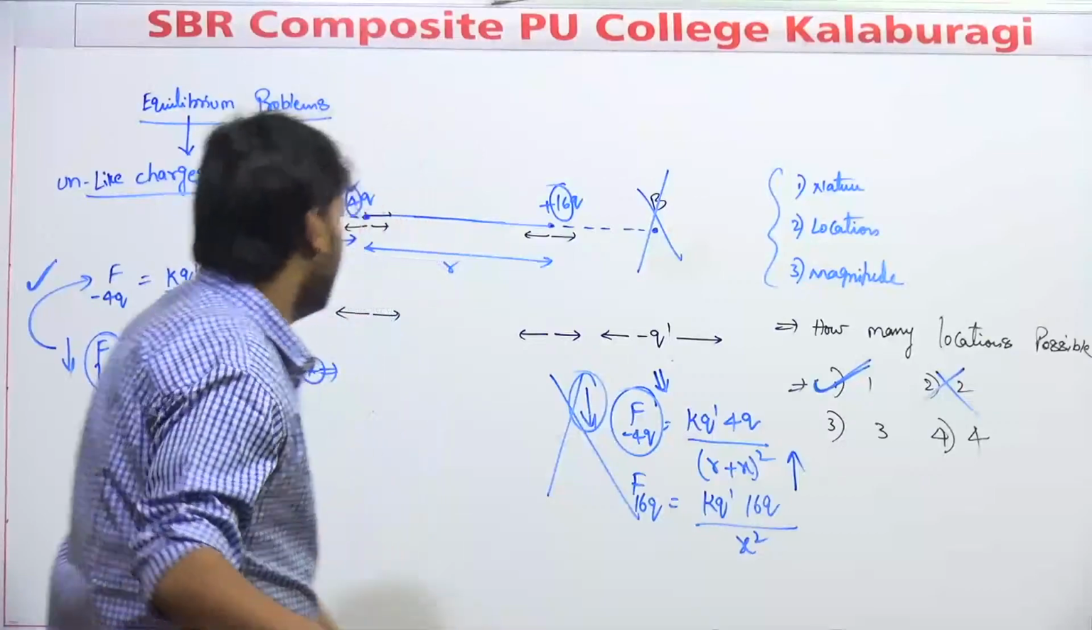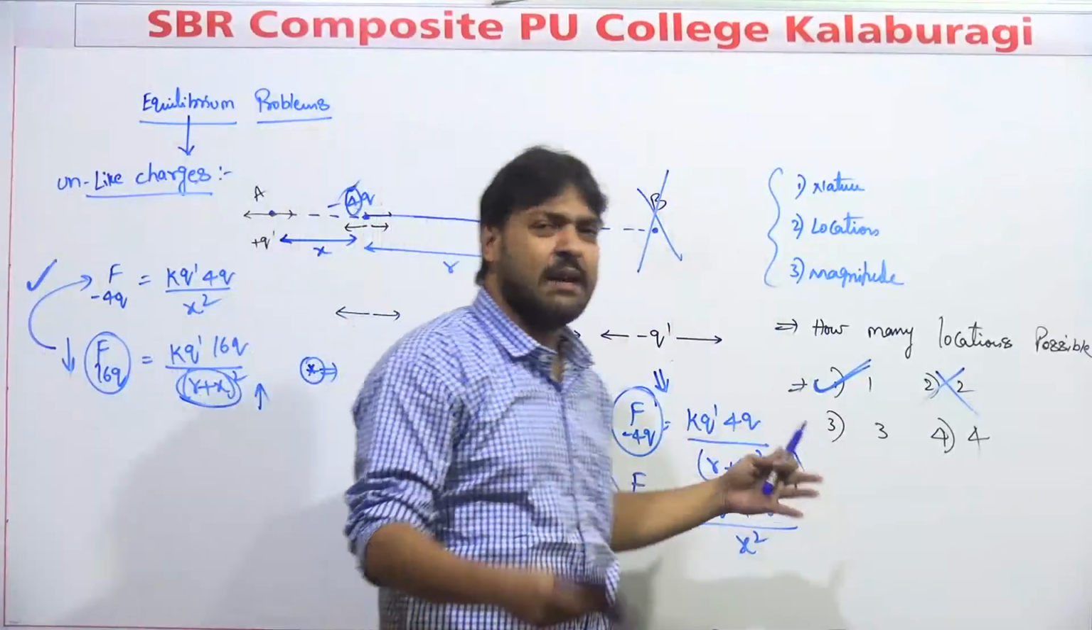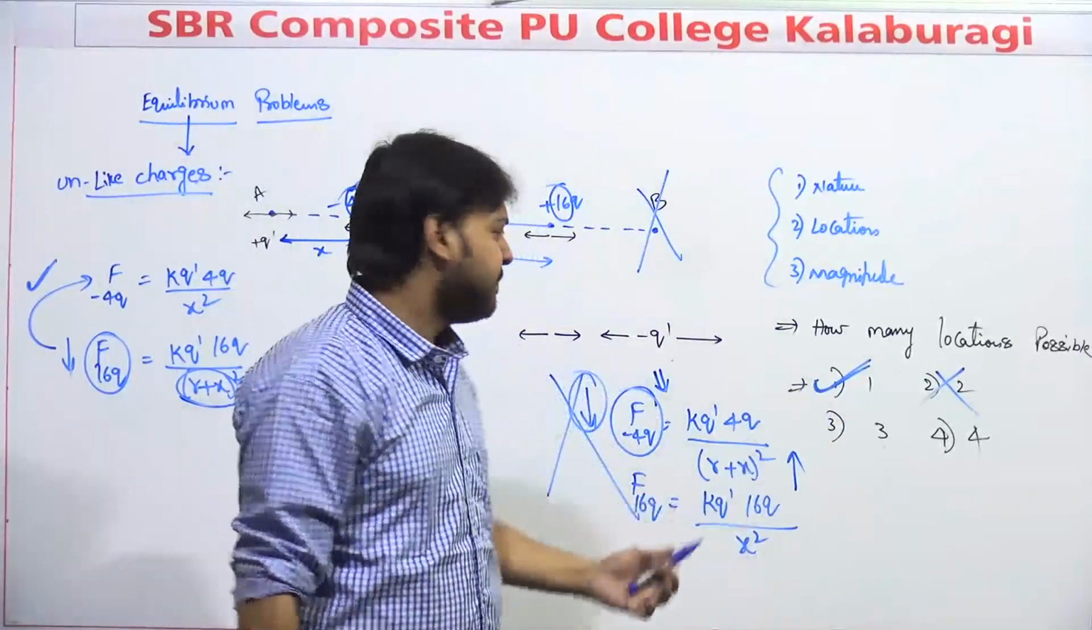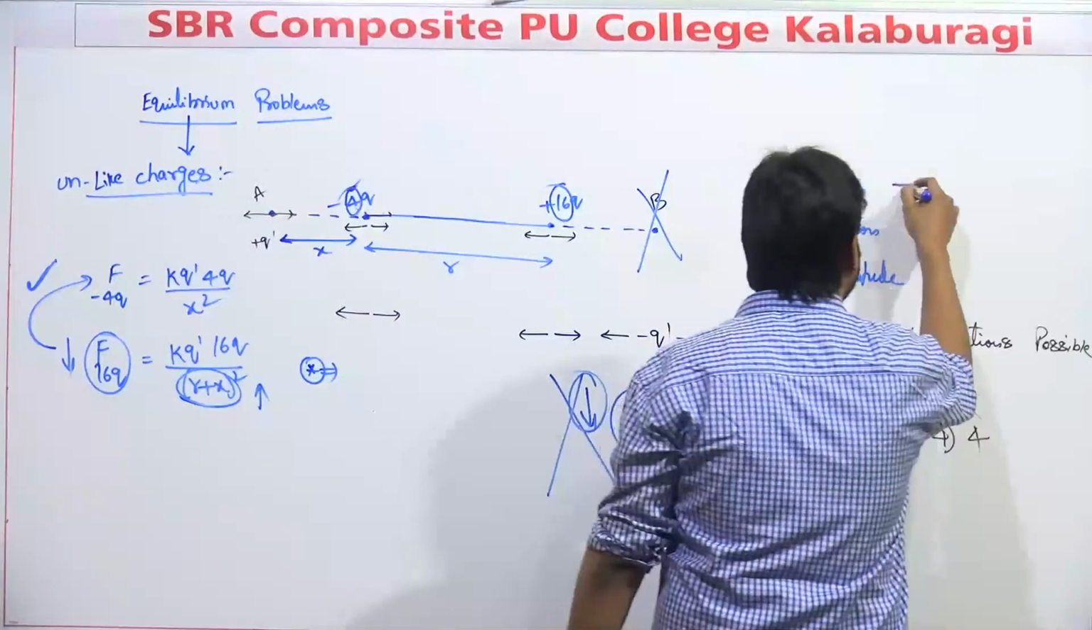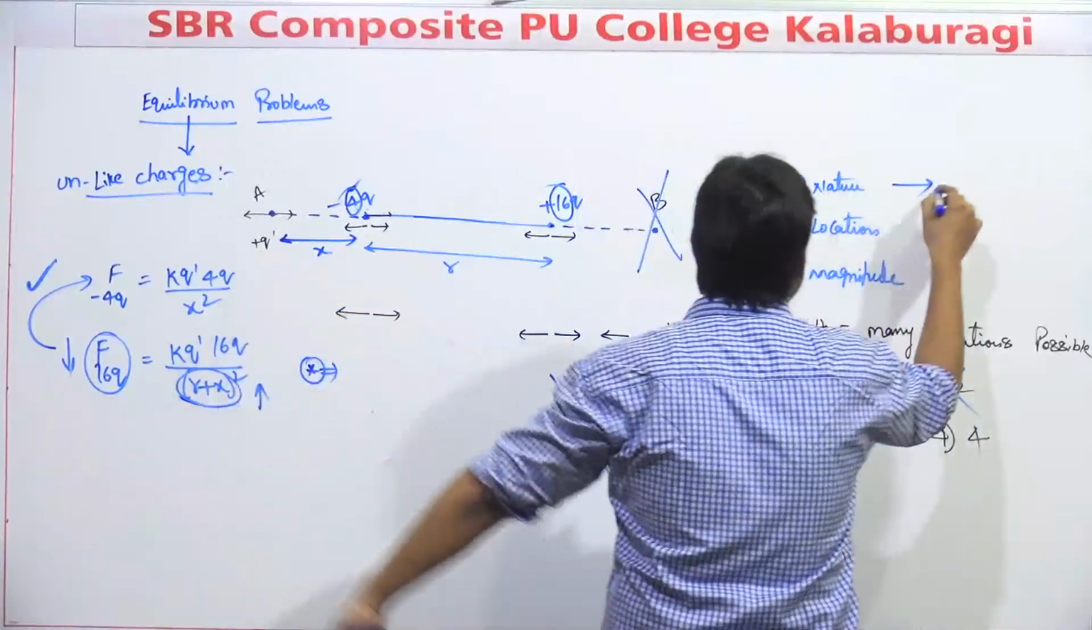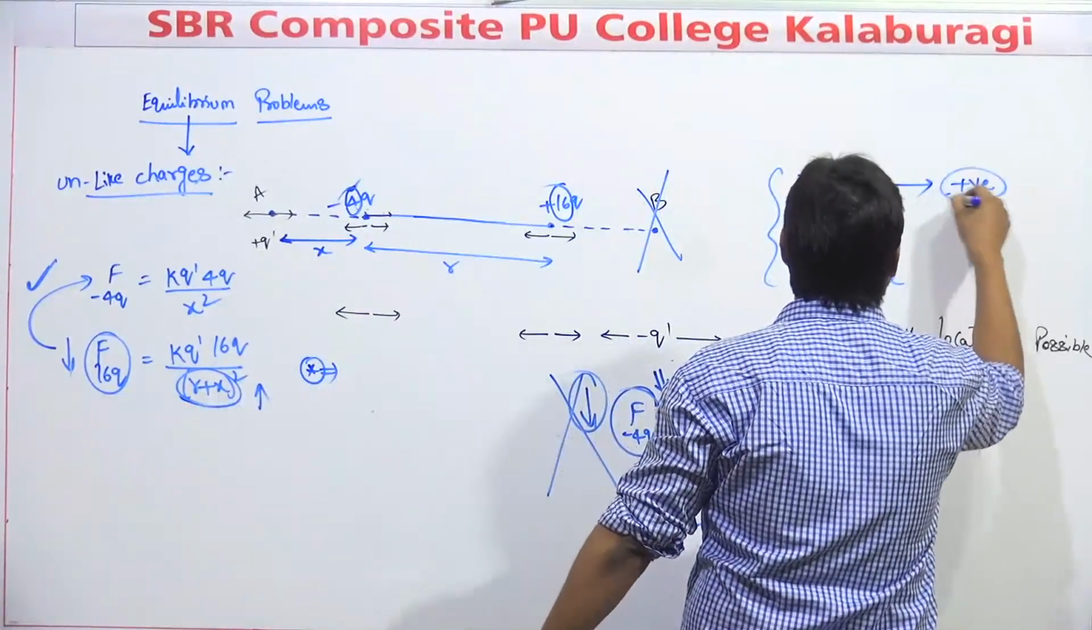Now for the calculation part, I think it will be the same as what we discussed in the previous question. The same thing. So now what will be the nature? Already we did. What is the nature? Positive charge. So the nature will be positive.